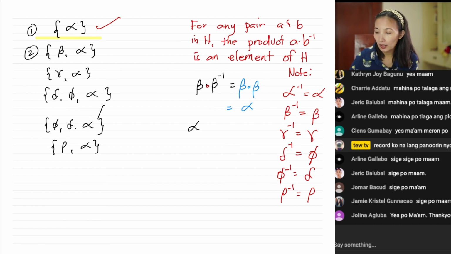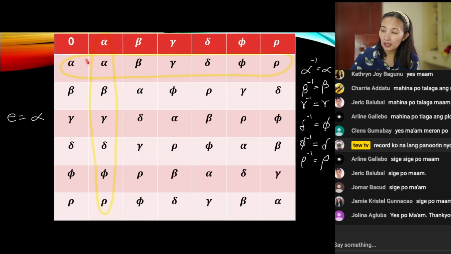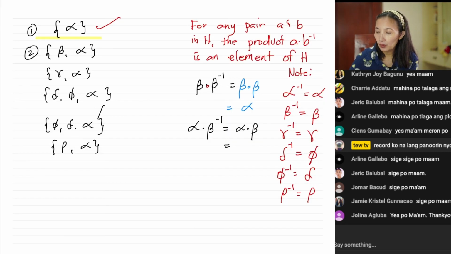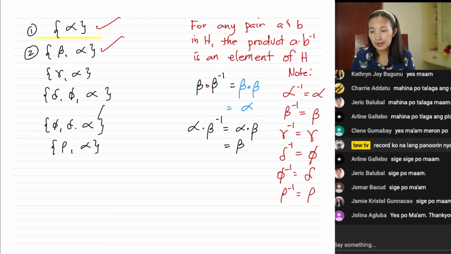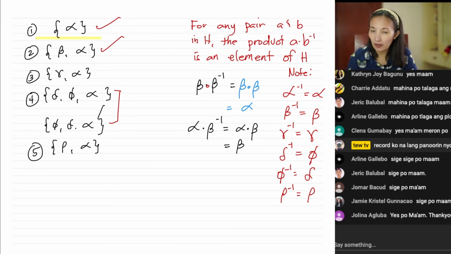How about alpha circle beta inverse? That would mean alpha circle beta, and alpha circle beta is beta itself. So, beta. Take note that these are exactly the same. Phi with phi, delta, alpha. Then this one is different. Let's label these as number 3, number 4, and number 5. Numbers 4 and 5 are the same because they have exactly the same elements.